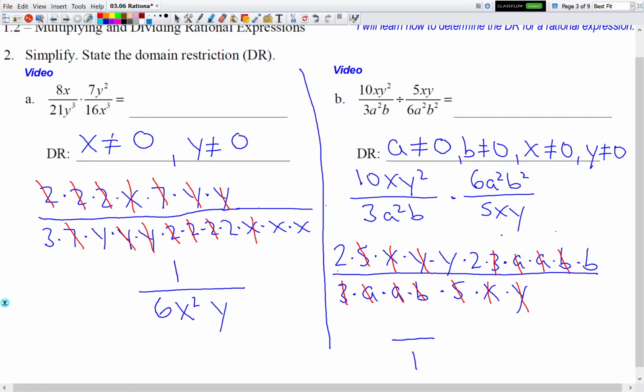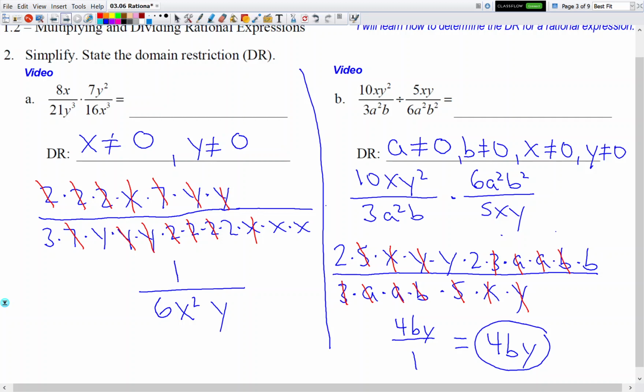And what's on the top? So I got 2 times y times 2 times b. So that's going to be 4, right? Because 2 times 2 is 4. 4by over 1, which you can just call 4by. And there's your final answer. Okay? All right, next problem.